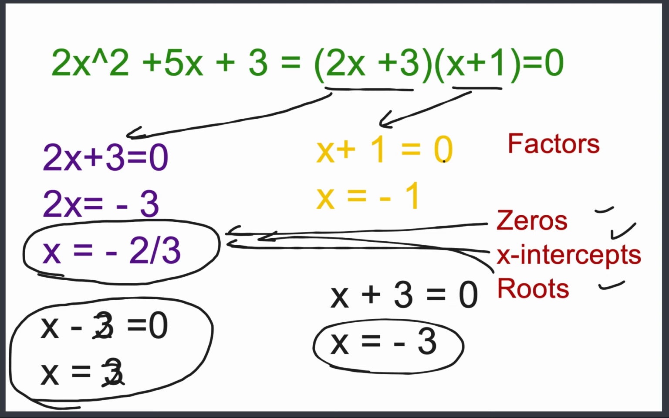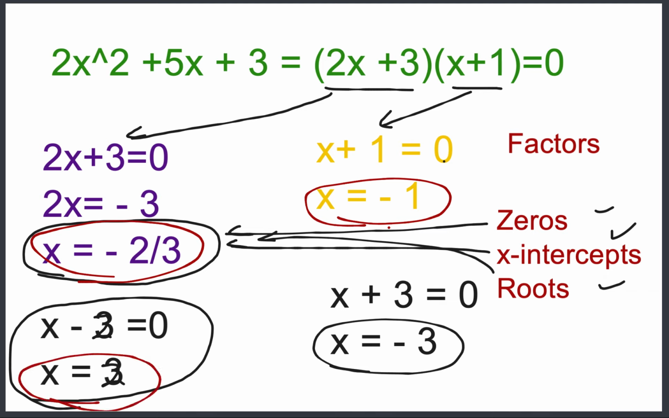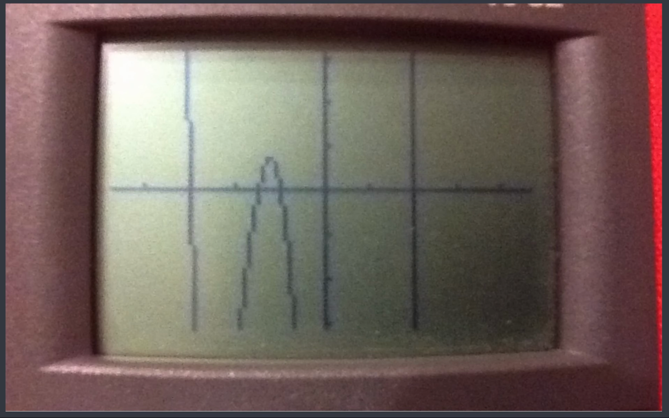Let's go back and look at those. Negative 1, negative 2/3, positive 2, negative 3. They're all there. Now I've expanded those. If you want to see it a little better, it might come out a little clearer. Here it is again, 2. Here is negative 2/3. Here is negative 1. And here is negative 3.